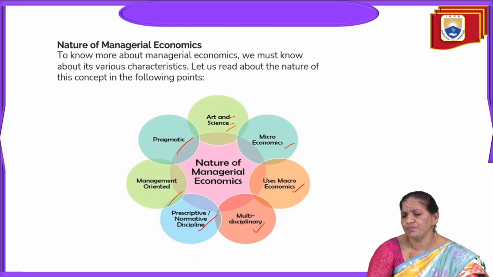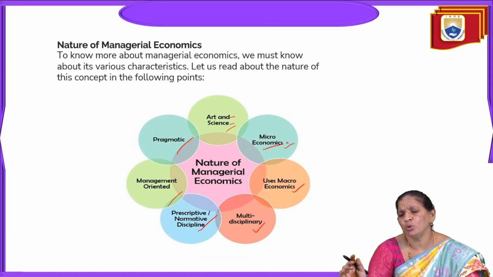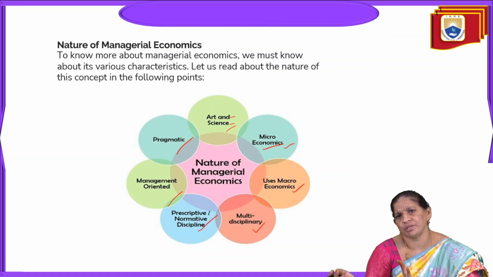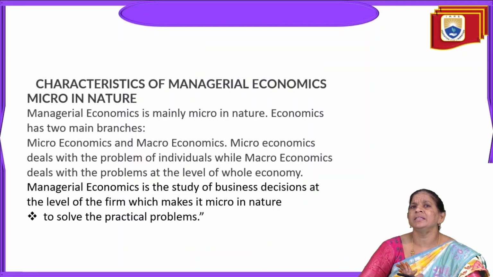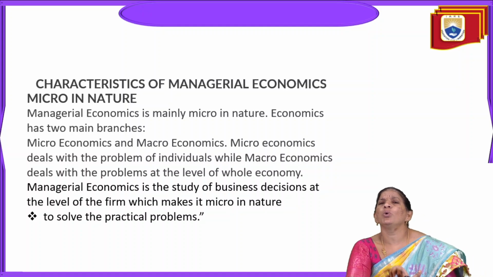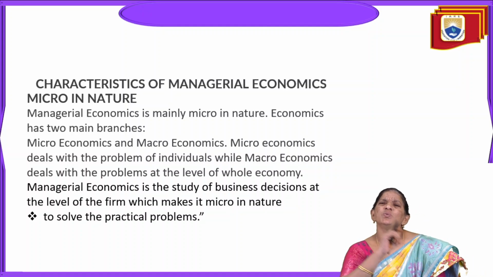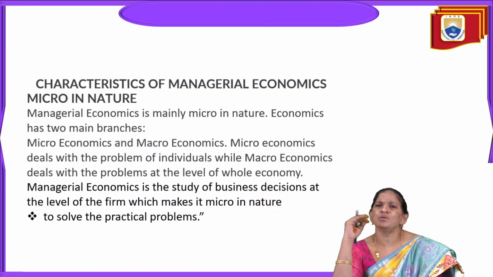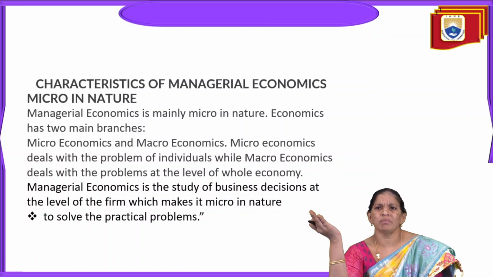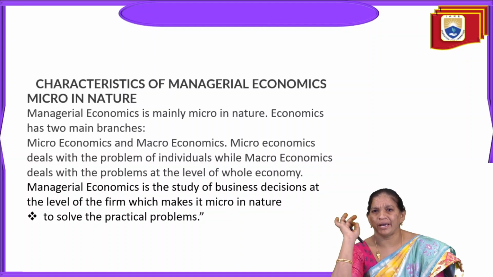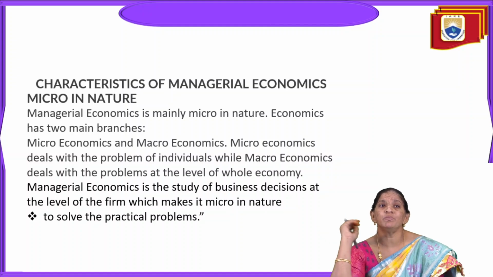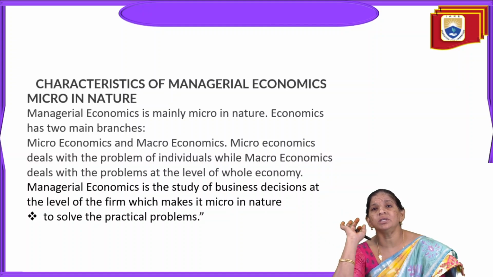The next feature we enumerate is macroeconomics and microeconomics. We have already seen what micro is. It relates to tiny things; the nature itself is very small. Why? Because economics has micro and macro. Micro means related to the individual, and macro means related to the overall economy, the levels or problems, and the total economy.